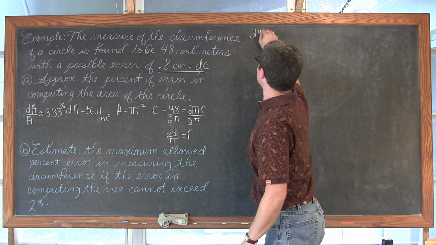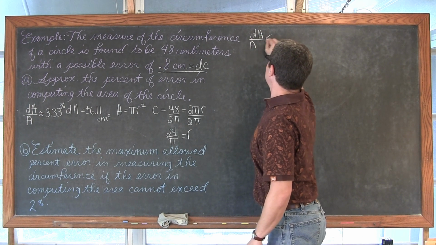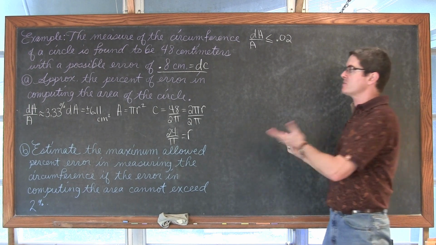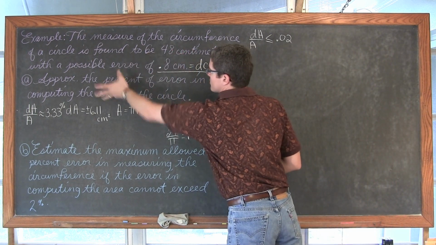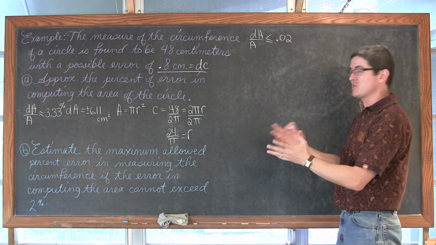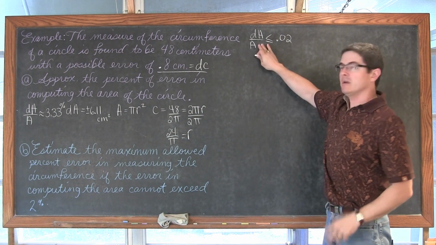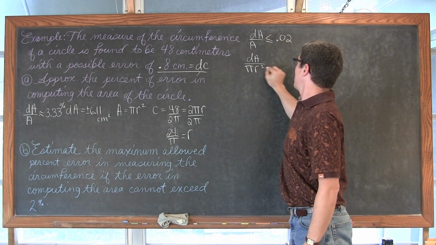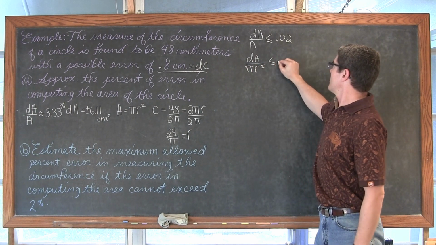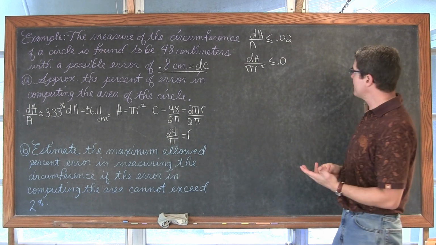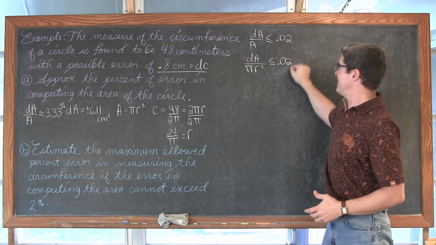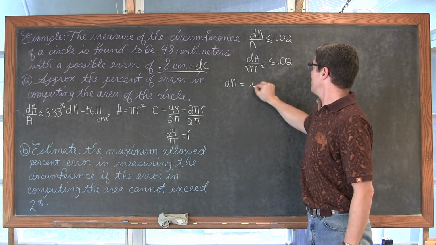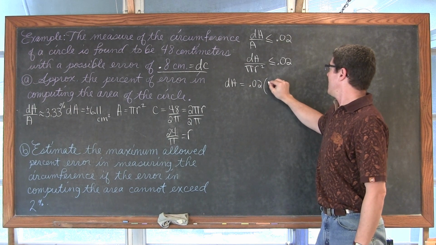So dA over A must be less than or equal to 0.02, and we're just going to work this backwards and get into circumference, just like we had to go from circumference into area for part A. So it's just a reverse problem. So area is pi r squared, so dA over pi r squared needs to be less than or equal to 0.02. Then we bring this over to the other side, and dA is less than or equal to 0.02 times pi r squared.